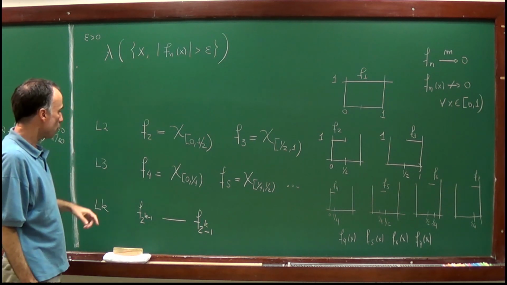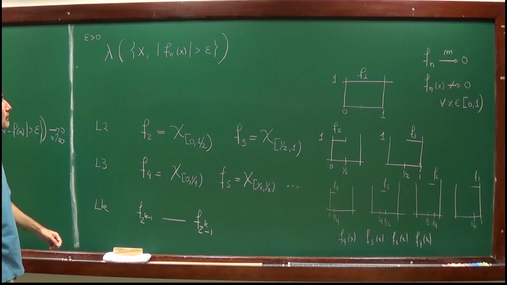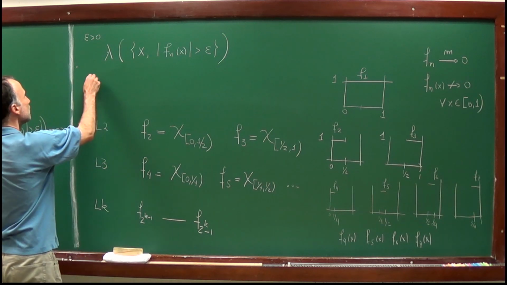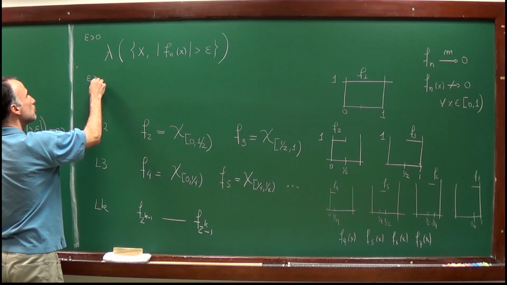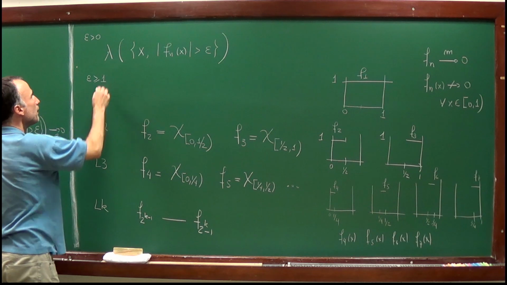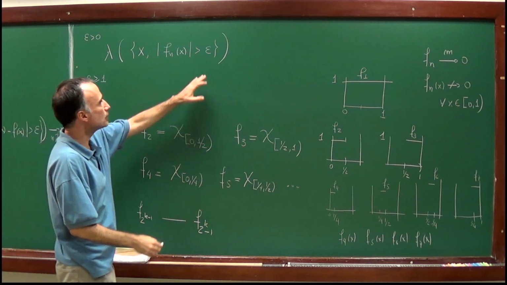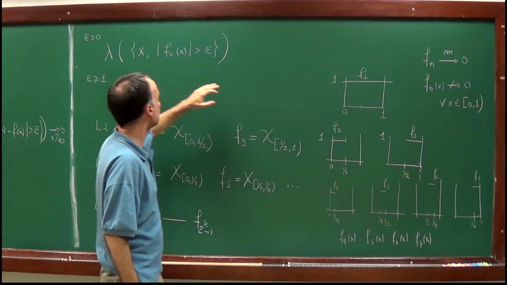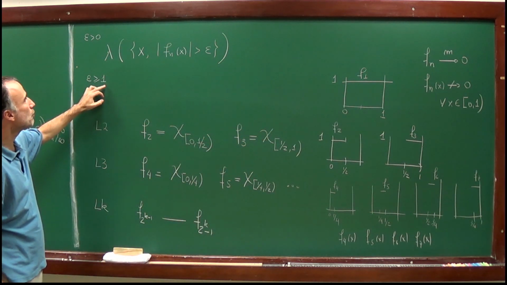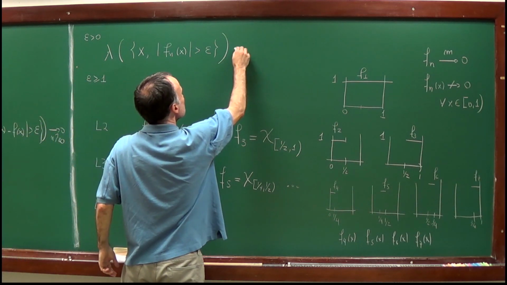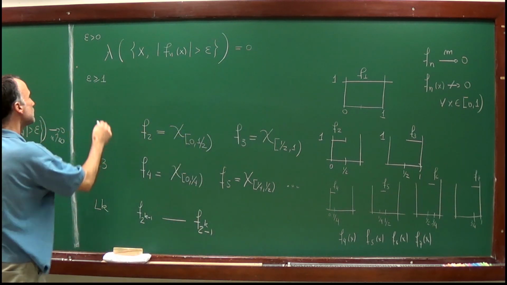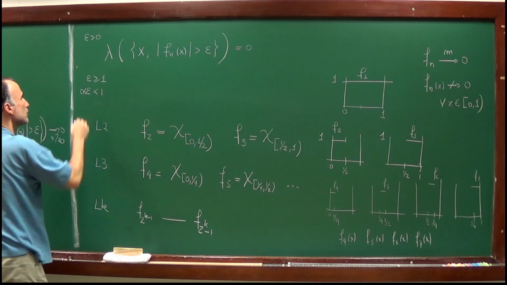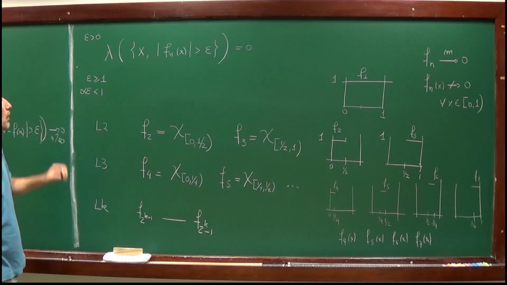Of course, if epsilon is larger or equal to 1, then this measure is always equal to 0, because f_n of x takes values equal to either 0 or 1. So if epsilon is larger or equal than 1, this is always equal to 0, so there is nothing to prove. So we can assume that epsilon is contained between 0 and 1.